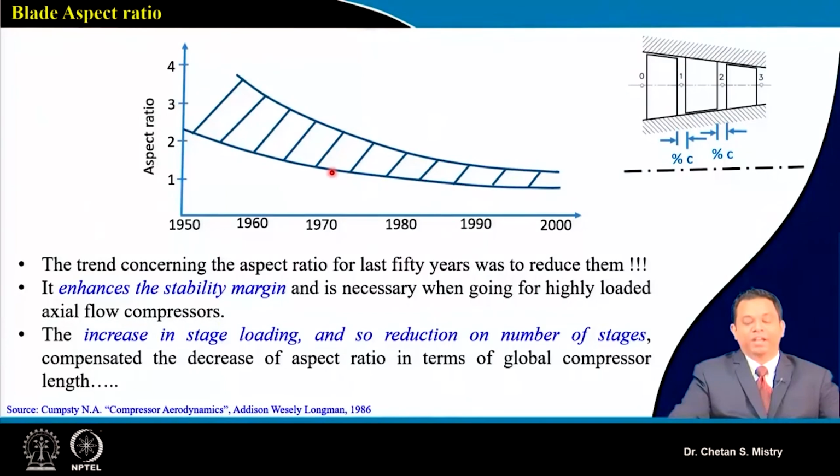It says my trend for the last 50 years is to reduce the aspect ratio, because we are looking for enhancement of stability, and for more and more highly loaded compressors, because we are looking to reduce the number of stages. We are looking for compactness and for light weight. So the increase of stage loading, and hence the reduction in the number of stages, is compensated by a decrease of aspect ratio. And in a global sense, that reduces the length of our compressor stages.